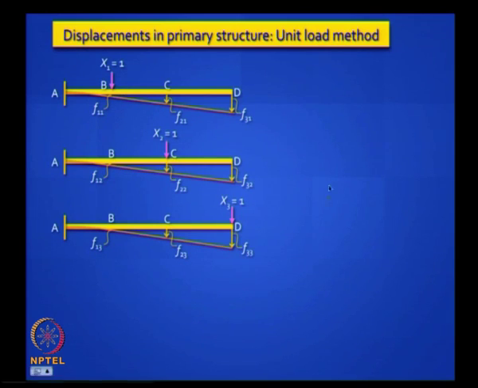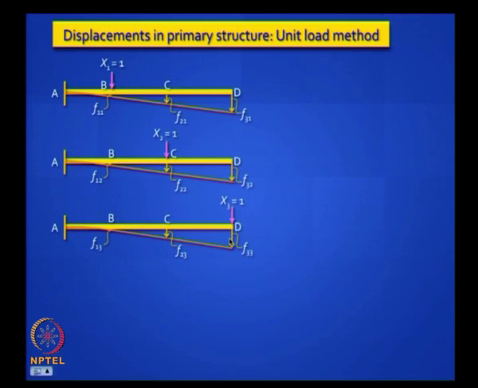So I have shown here 3 diagrams, 3 cantilever beams. They are all identical beams, but I apply x1 equal to 1, x2 equal to 1, x3 equal to 1, not all at the same time but separately. The definition of the flexibility coefficient is that the deflection here caused by x1 equal to 1 is called f11, this is f21, this is f31. This caused by x2 equal to 1 is f12, f22, f32 and so on and so forth. Is it clear?